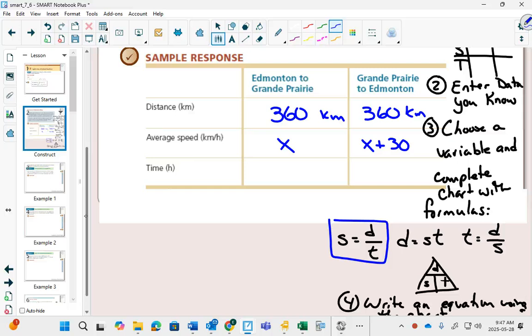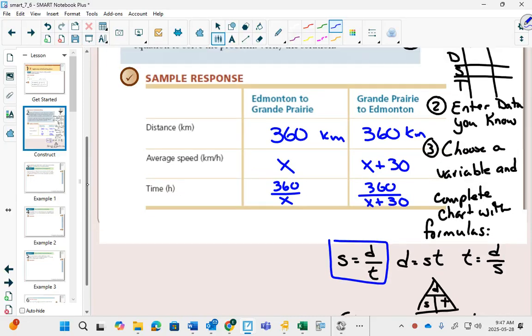I would know from Edmonton to Grande Prairie, the time should be 360 over x. And from Grande Prairie to Edmonton, now it'll be 360 over x plus 30. Once you've figured out your chart, there's going to be something in the question that lets you write an equation.